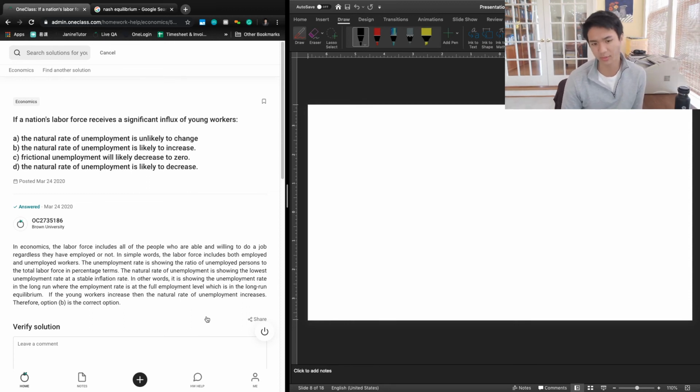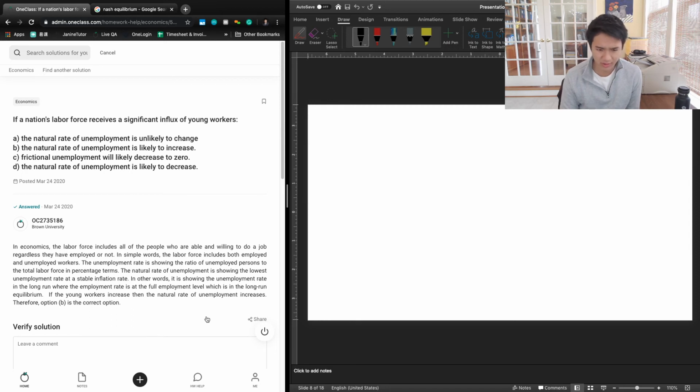So let's take a look at the previous tutor's answer. So this previous tutor says, in economics, the labor force includes all the people who are able and willing to do a job, regardless if they are employed or not. In simple words, the labor force includes both employed and unemployed workers. The unemployment rate is shown as the ratio of unemployed persons to the total labor force in percentage terms. So none of this is really that relevant for this answer choice, but this is some good background, I guess, for definitions. They said the natural rate of unemployment is showing the lowest unemployment rate at a stable inflation rate.